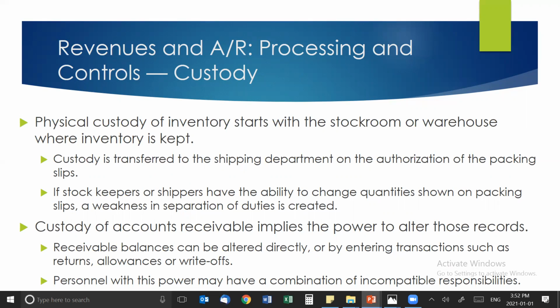And then custody over accounts receivable, we need to think about that too. For receivable balances, you need to determine who can alter those by entering transactions such as returns or allowances or write-offs, right? Somebody could set up a return, but then maybe the goods never come back. Maybe the goods get kept by the person who set up the return. So people need to be responsible for each area to make sure that there can't be fraud happening.